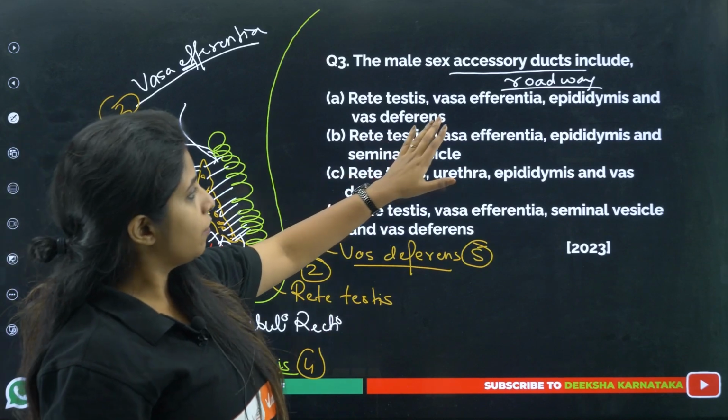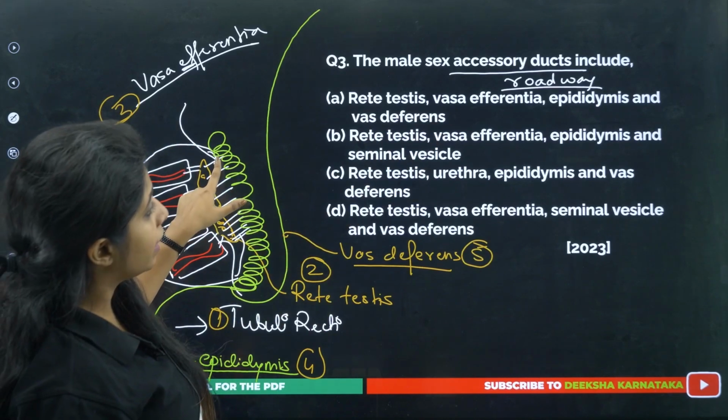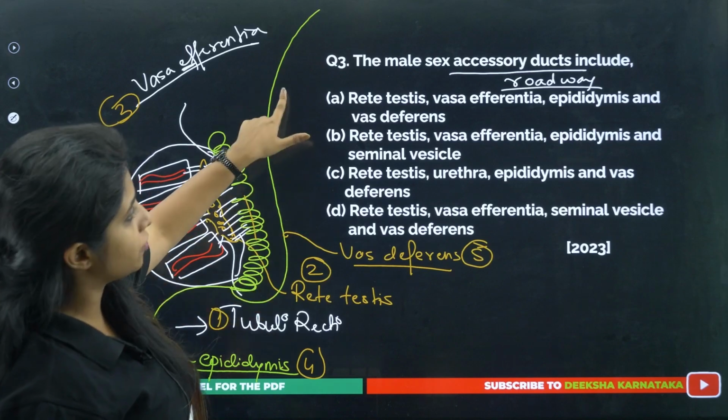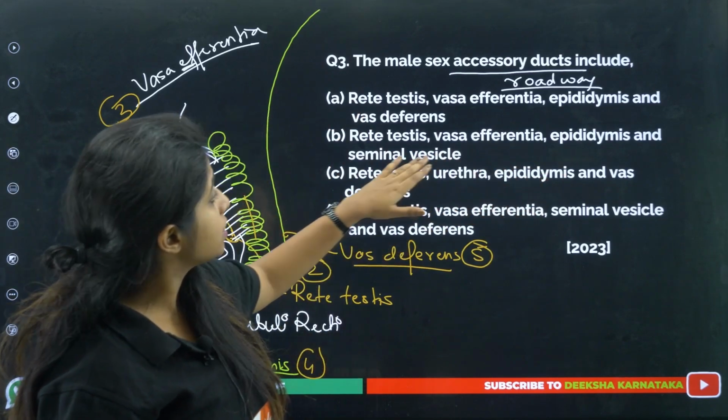So rete testis, vasa efferentia, then epididymis, then vas deferens. It is correct. But let's see the other options also. Rete testis, vasa efferentia, epididymis, and seminal vesicle.